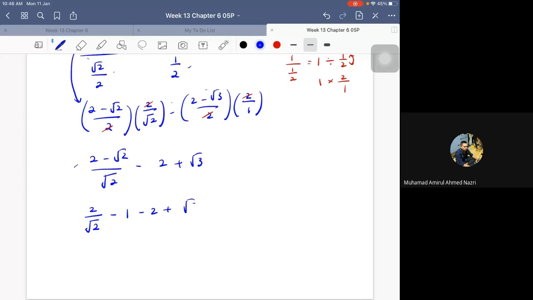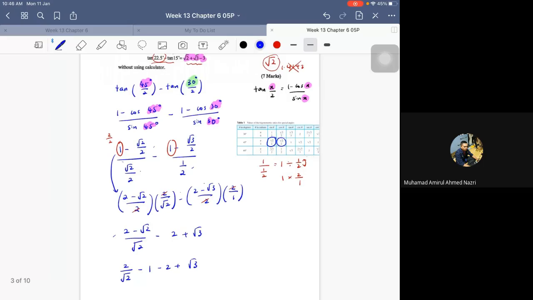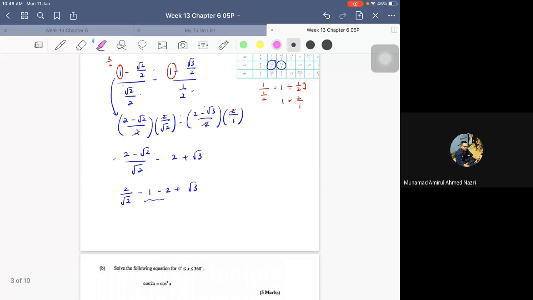Okay, kalau kita tengok, nak prove ni, dah dapat dah dia punya bentuk. So square root 3 is there. So 1 tolak negatif 2 ni, you akan dapat negatif 3. But we don't have the form of square root 2. Tapi kita ada dalam bentuk 2 per square root 2.